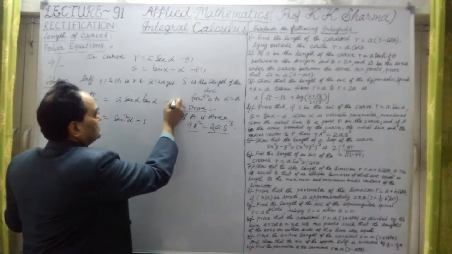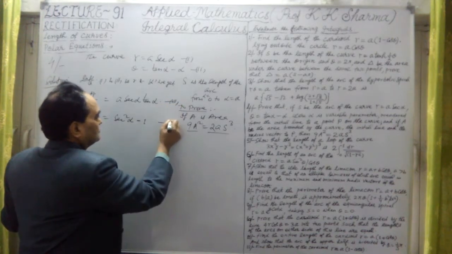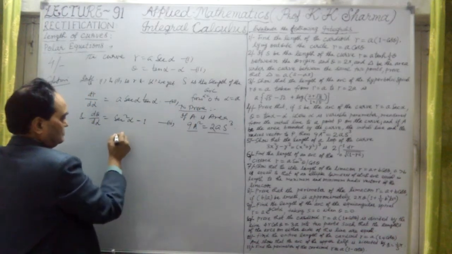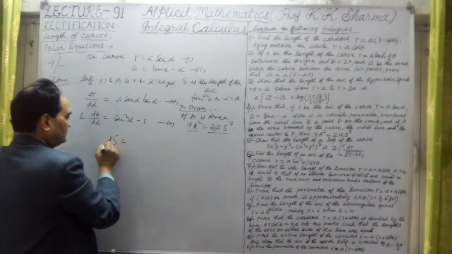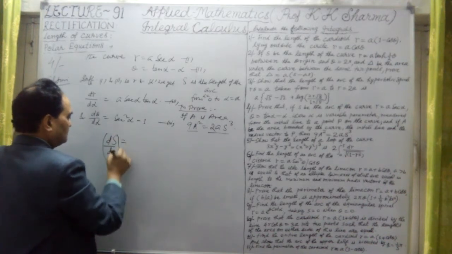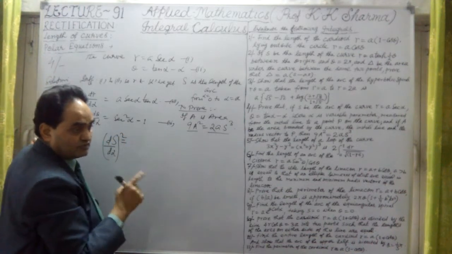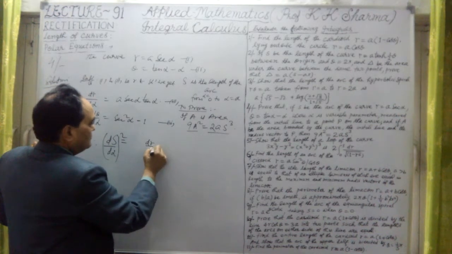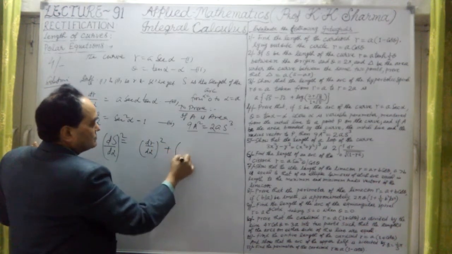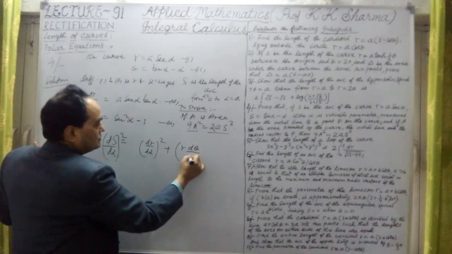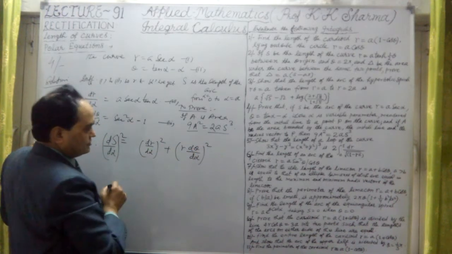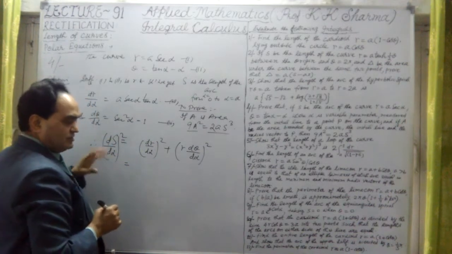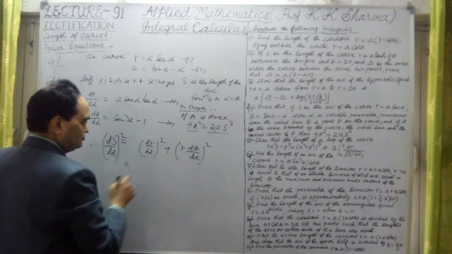Okay, now let me take this fourth equation. If S is the length, we have taken S length. So let me take ds upon d alpha whole square, which is given by dr upon d alpha whole square plus r into d theta upon d alpha whole square. This is the value of ds upon d alpha. For this we have to calculate ds upon d alpha, finally after taking the square root of this.